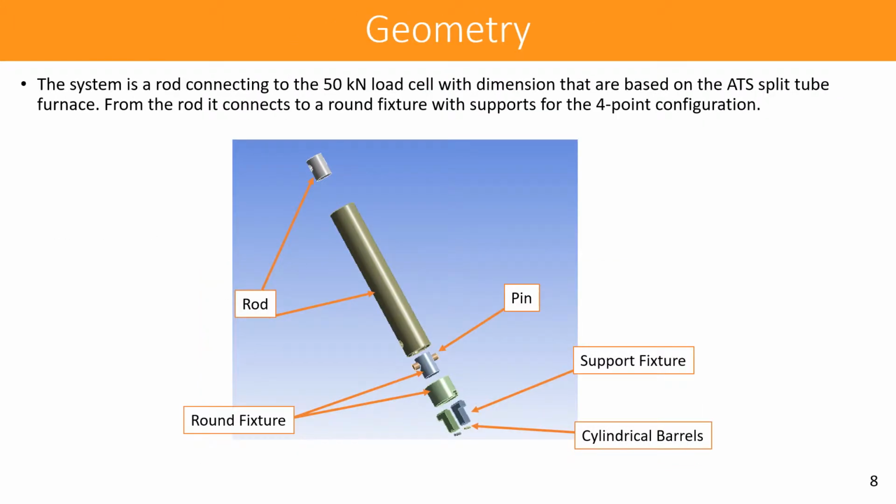Here's the geometry that we'll be using. The system is basically a rod connecting to the 50 kilonewton load cell, and the dimensions are based on the ATS split tube furnace. From the rod, it connects to a round fixture at the bottom with supports for the 4-point configuration. And this is an exploded view just to show what this geometry entails and what we'll be simulating today.